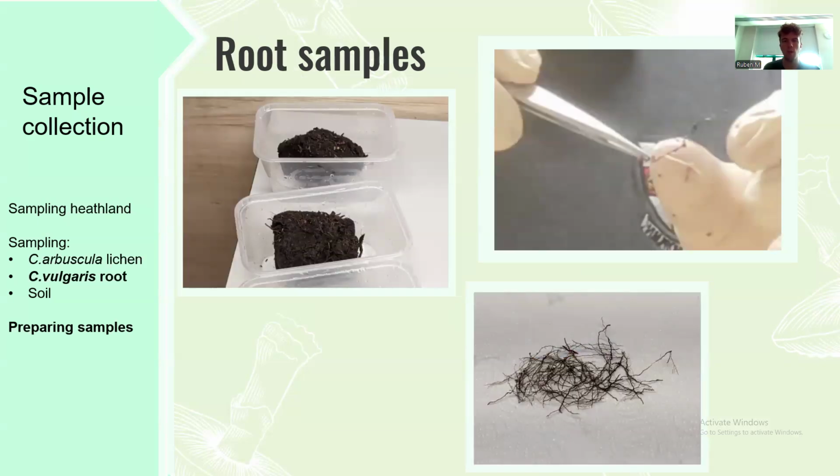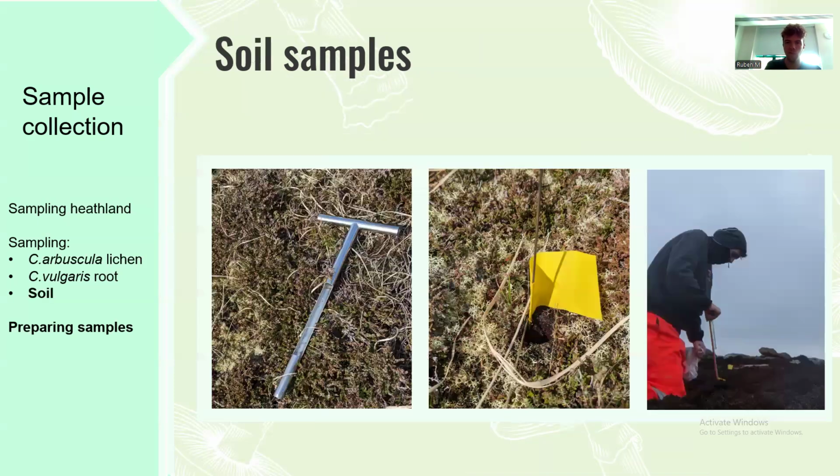Root samples were collected in soil blocks, and then the roots were taken out of these soil blocks and cleaned until 2 grams were collected from each sample location. Soil samples were collected using an 18mm soil auger, and this was again done 25 times and all bagged per location.